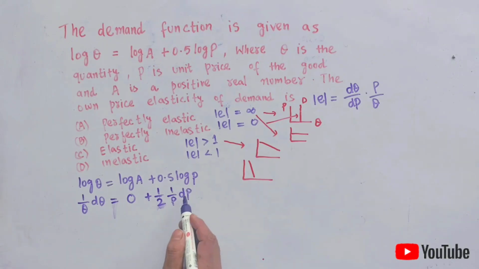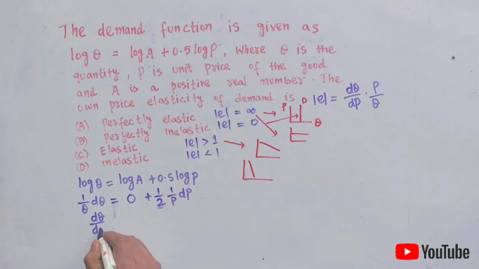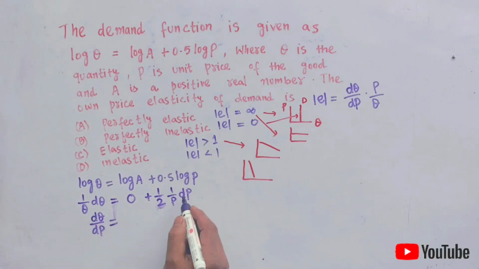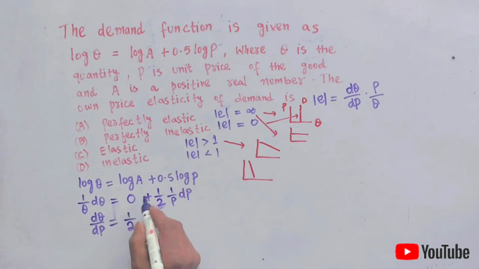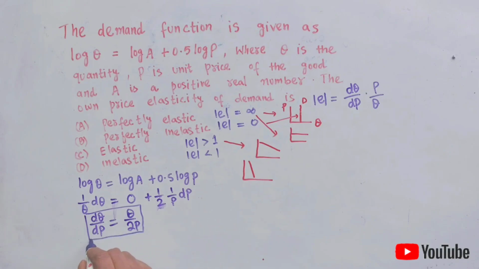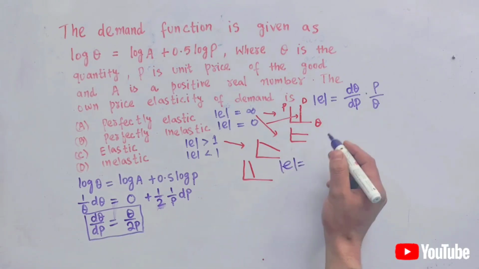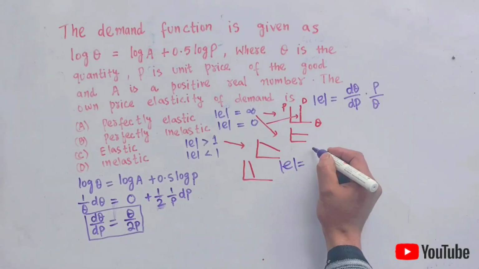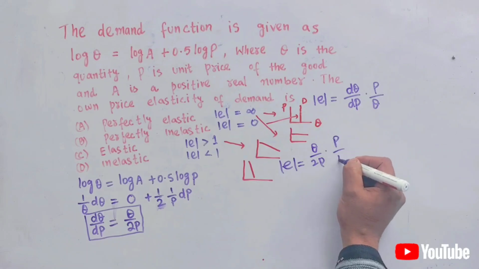Okay, let's transpose this dp here, so we get dq upon dp is equal to, and let's transpose this q here, so we will get 1 upon 2. If I transpose, it gets multiplied, so here we have q divided by 2p. This is our dq upon dp. Now elasticity of demand, as we know, in absolute terms is equal to dq upon dp times p upon q, which is equal to q upon twice p times p divided by q.